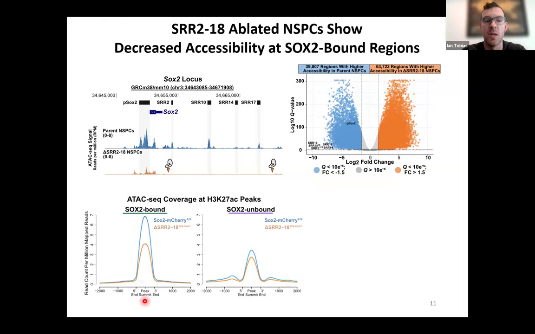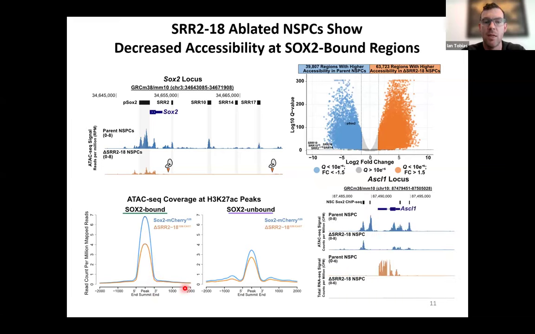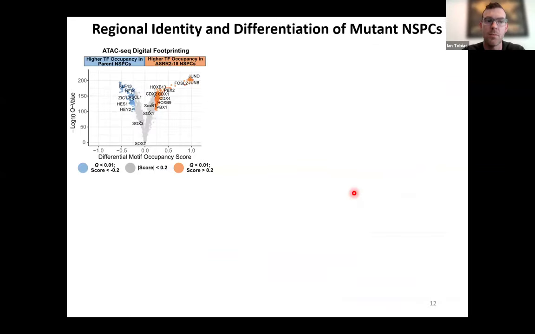And when I looked at the subset of regions that are typically bound by SOX2 in NSPCs, we see that there is a decrease in the average ATAC-seq signal in these mutant lines. Additionally, when we look genome-wide, we can find examples of decreased chromatin accessibility that are correlated with reduced expression of very canonical and classical markers of neurogenesis, such as ASCL1, which is a SOX-related proneural gene. Finally, we asked what, in addition to SOX2, could be contributing to these changes in chromatin accessibility and gene expression.